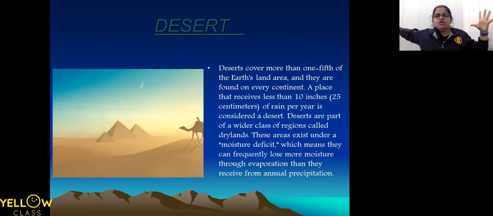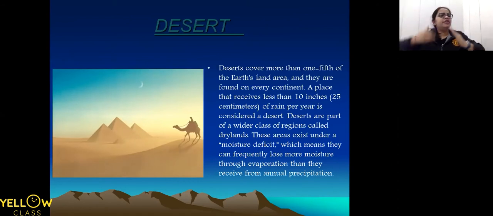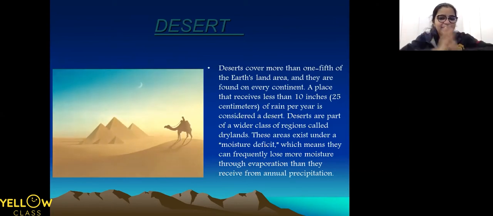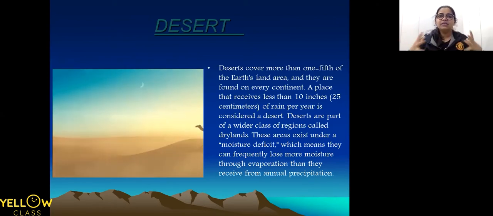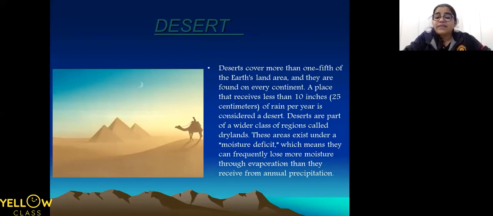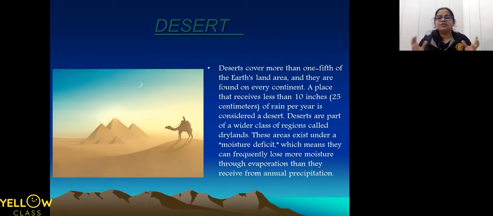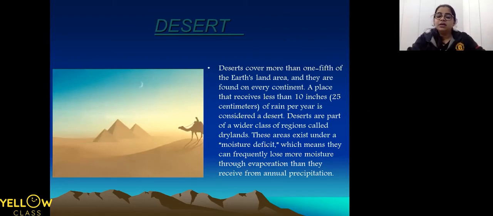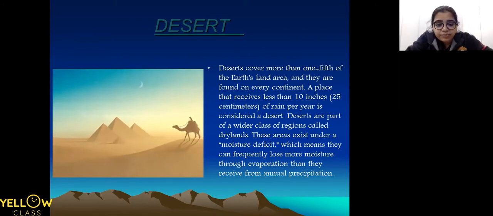desert. Huge sand here, sand there, sand everywhere. And that is exactly what a desert is. You know what, kids? Deserts cover over one fifth of the earth's land area, and all 7 continents have different types of deserts. We can just call them dry lands. The reason being that any place which receives less than 10 inches of rain every year is demarcated as a desert. All right.